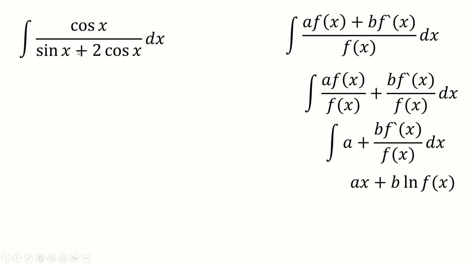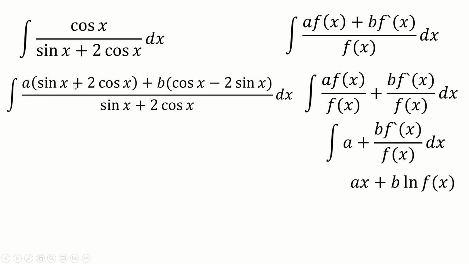And so we can actually do that here, right? Because we can just set up on the top: what if we wanted a lots of the f of x, this denominator here, plus b lots of the derivative, where sine derives to cos, derives to minus sine. And now we're just going to, a bit like partial fractions, I guess, compare this top line with this top line to see what we need.